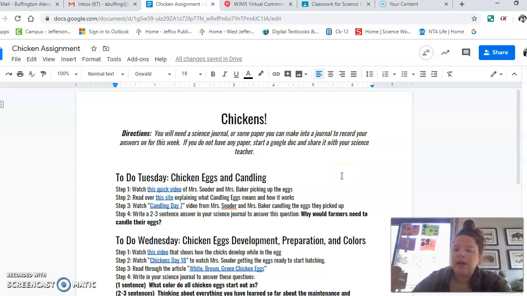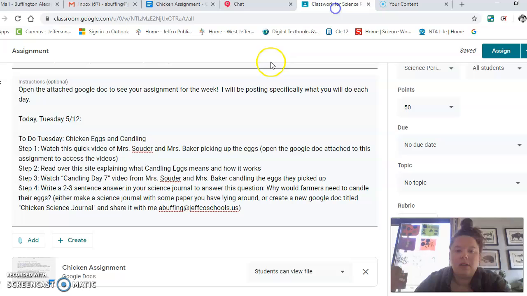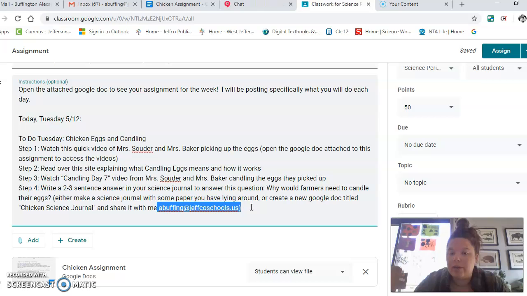So you're going to need some kind of science journal for this week. So you could find some scrap paper and make a journal. If you have a spiral, that works. If you actually have your science notebook, sweet, use that. If you don't have any paper, just start a Google Doc and please call it, what did I say for the directions? Let's see, right here. Call it Chicken Science Journal and make sure you share it with your science teacher. So there's my email, but if you have Miss Wheeler, then you need to share it with Miss Wheeler, okay?